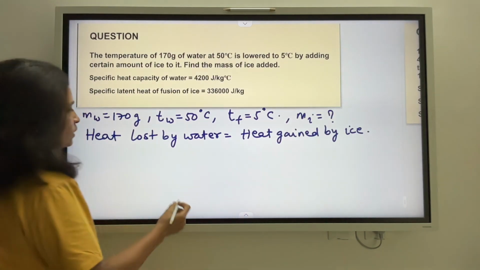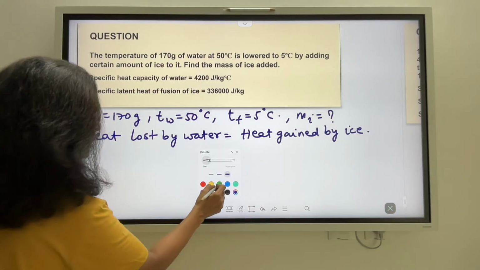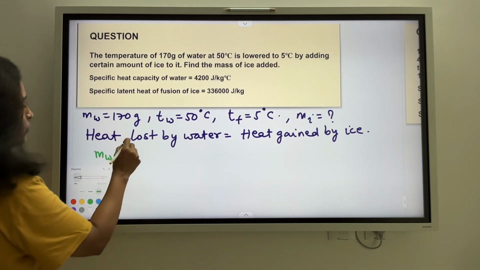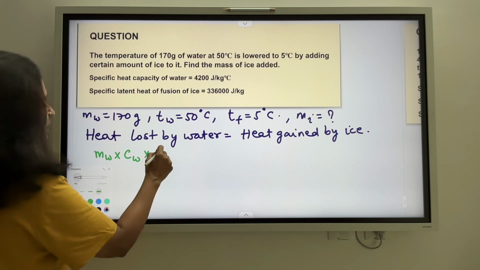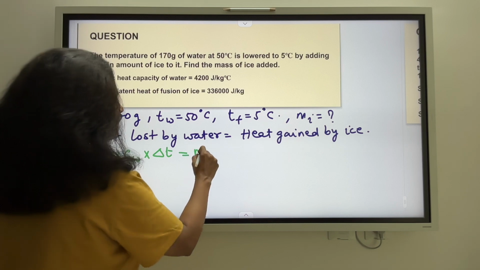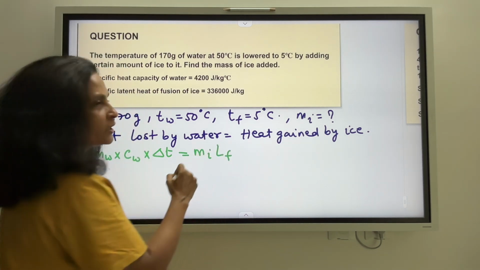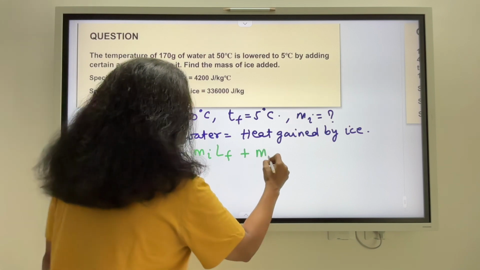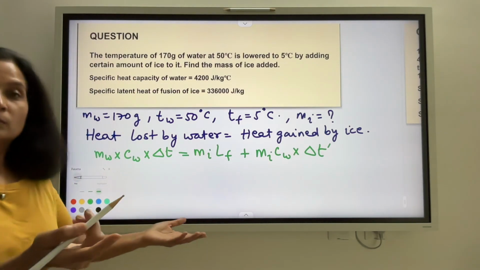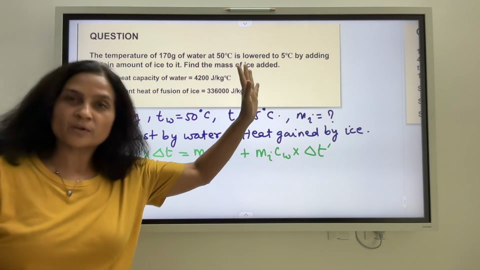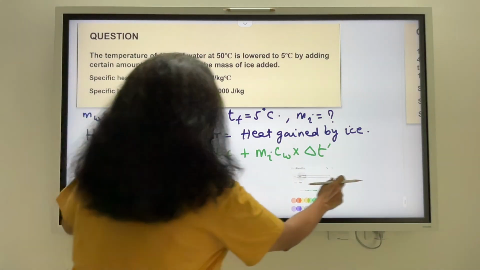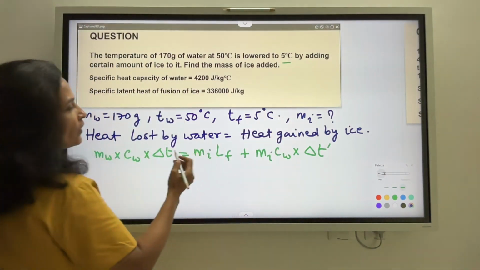Right, we need to substitute the values. Mass of water into specific heat capacity of water into delta T, thus the temperature change that happens in water. And what about the ice? Ice is first converted into water at 0 degree, and that water at 0 degree now converts into water reaching a final temperature of 5 degree centigrade, right? So there are two parts in ice converting into water to reach the final temperature.